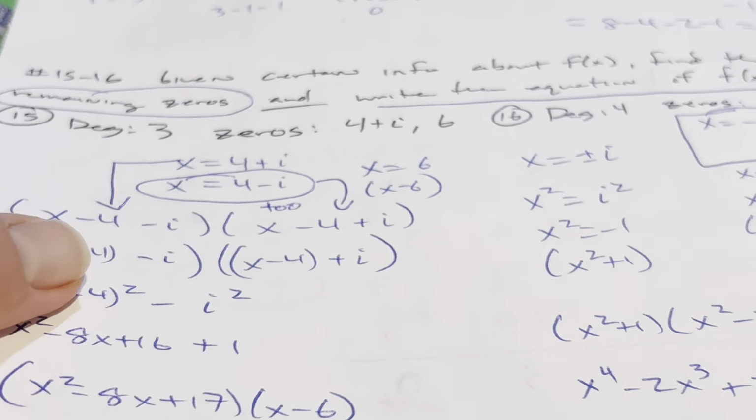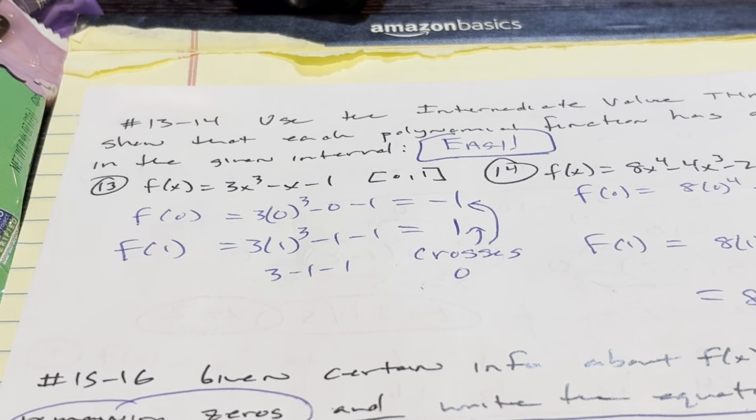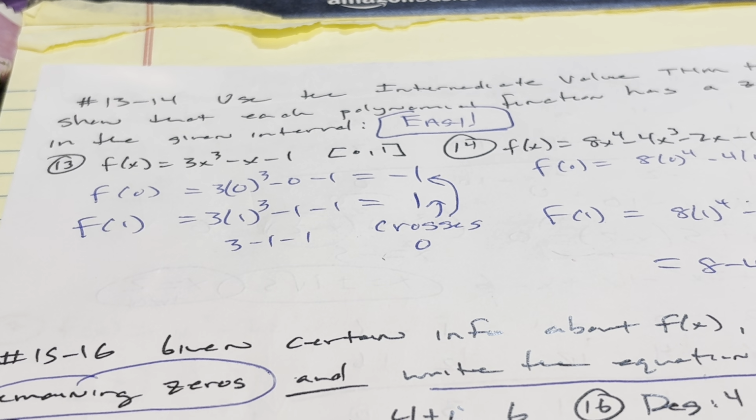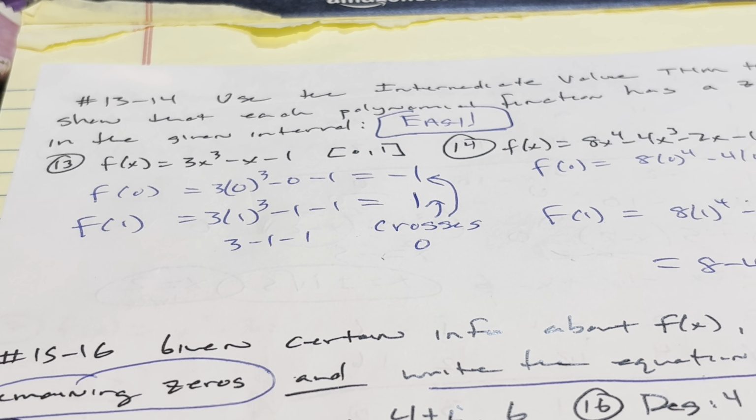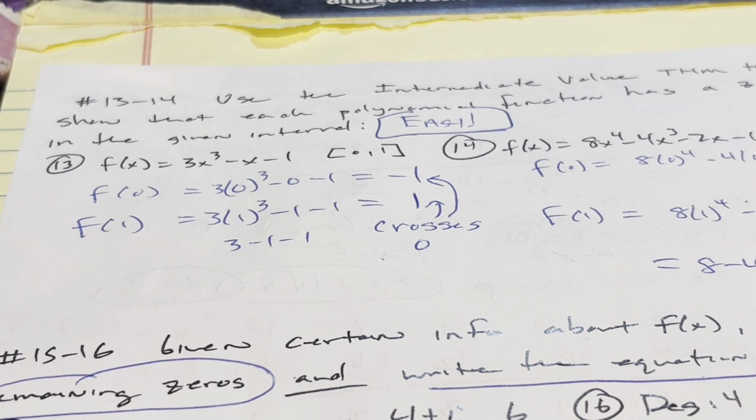Again, not the easiest stuff. You know, we'll practice some more. But then 13 and 14 are easy. Use the intermediate value theorem to show that each polynomial function has a 0 in the given interval. And you have 2 of those. Just put them right there.